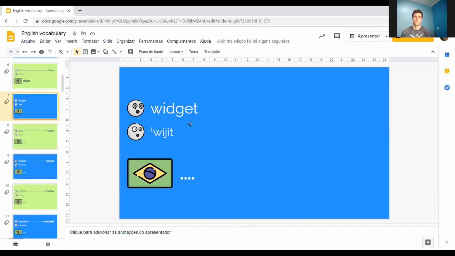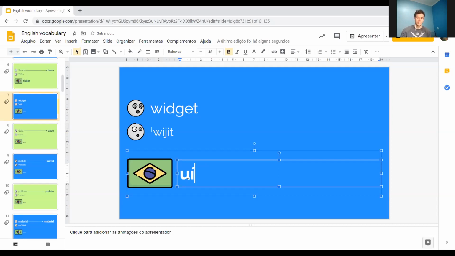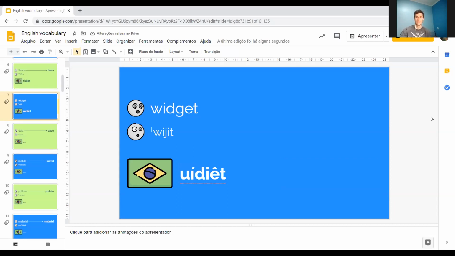Next one is widget. I would say widget. Okay, so you're not going to pronounce the E at the end, it sounds like an I. Widget. And again, an American is usually not going to pronounce the T at the end. We're going to say widget. Okay, widget. Right. Okay.